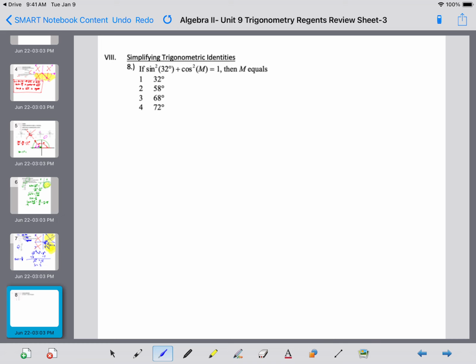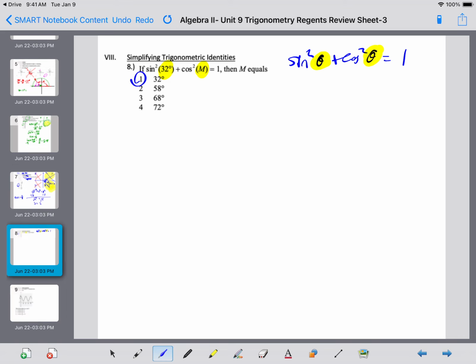Okay, this identity, we know the identity is sine squared of theta plus cosine squared of theta equals 1. Notice theta and theta, it has to be the same angle. So if this angle is 32, then this angle has to be 32 in order for it to work.